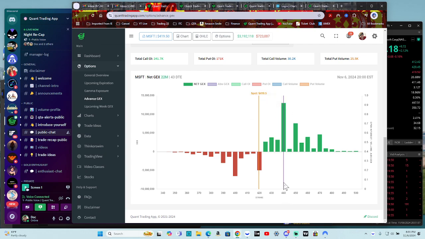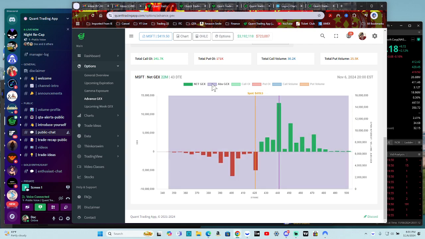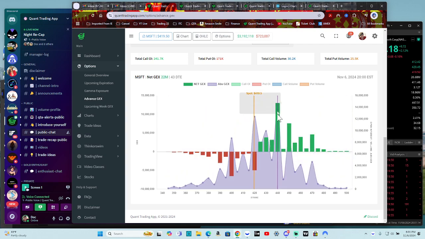Absolute GEX, that's the purple line. Absolute GEX is the highest area of liquidity. Let's put this on and make it more notable. And we have the highest GEX bar. 440 is a main attraction.